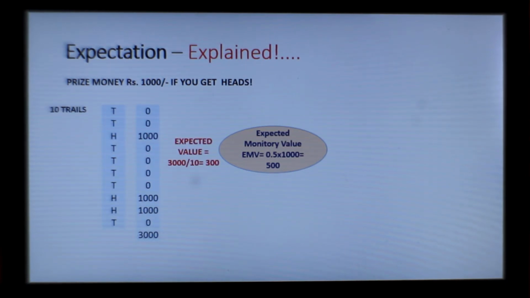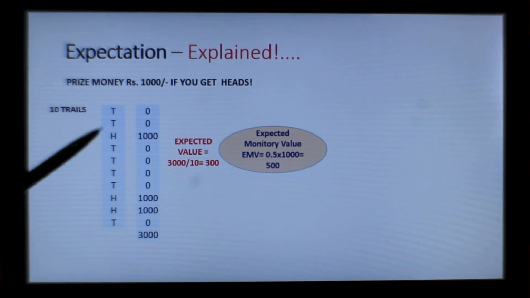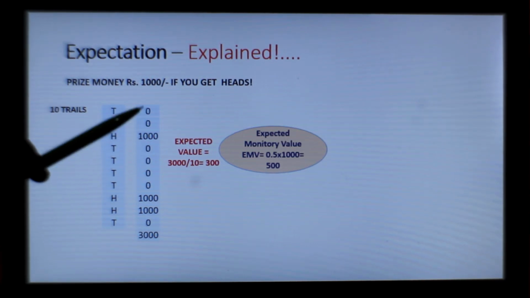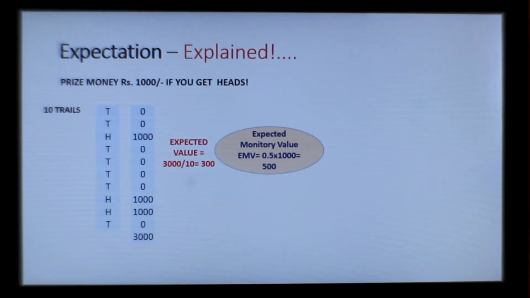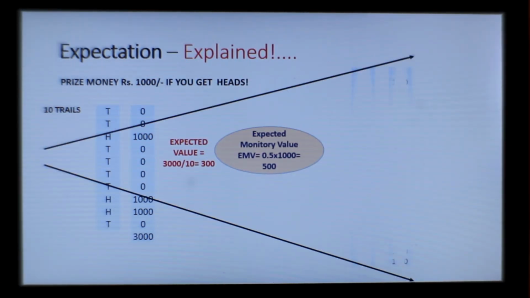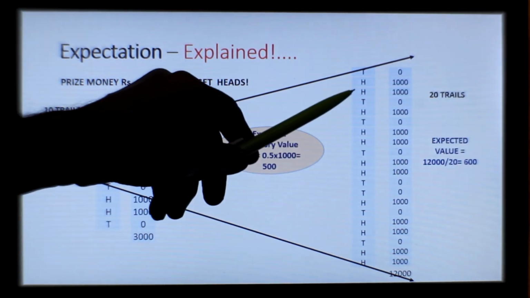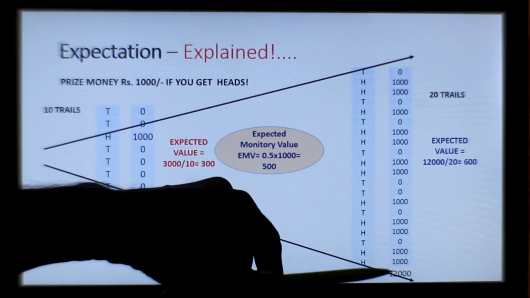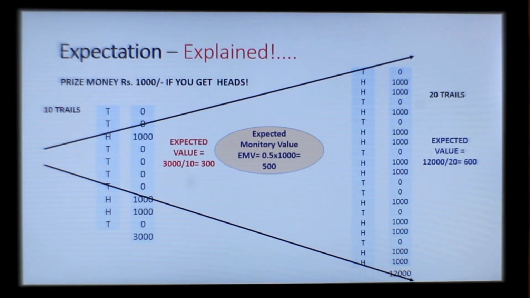In the first experiment of 10 trials, I got 1, 2, 3 times heads. Every time you get heads, you get 1000 rupees. So 3000 divided by the total number of trials gives you 300. Now I tried the same experiment with 20 trials, and this is the result. You can see the heads. Whenever I get heads, I get 1000 rupees. Out of the total 20 trials, on 12 trials I got heads. So 12,000 over 20 is 600.